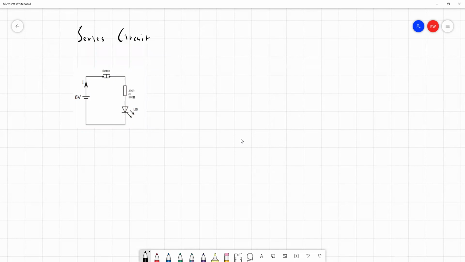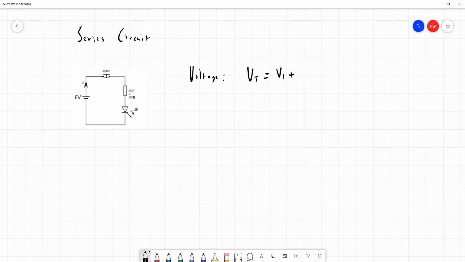To understand what's going on in the circuit, we need to know about the three properties we've looked at so far in the course: voltage, current, and resistance. So let's start off with voltage. The voltage in a series circuit is found using Kirchhoff's second law. What Kirchhoff's second law tells us is that the total voltage, which we represent as VT, and you'll sometimes see this written as VS, meaning V supply, is equal to the sum of the voltage dropped across each component.